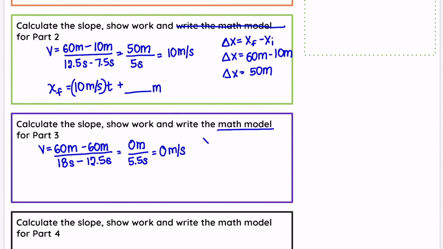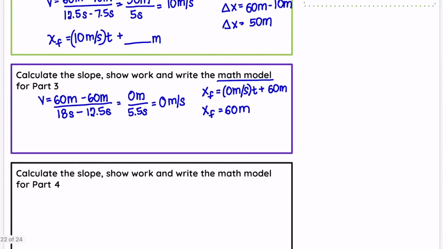Now the mathematical model for this is going to be fairly easy. Final position is equal to the velocity of 0 meters per second times time plus 60 meters of where it was the whole time. Now there is no slope, so here we go. So the final position is going to be at 60 meters.